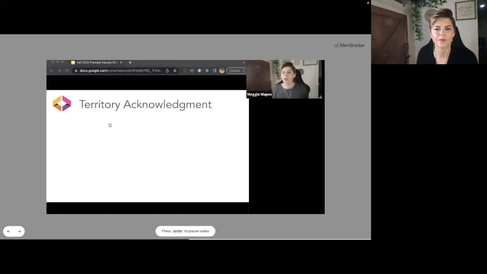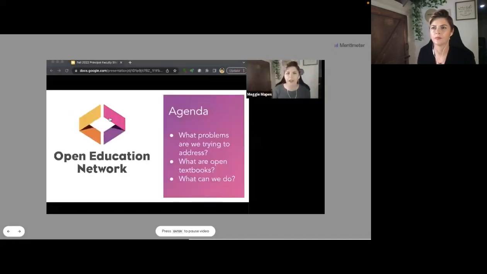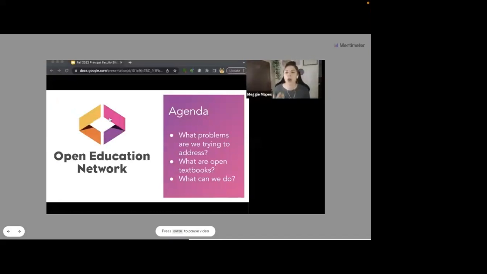Now that we've had a little bit of a top-level introduction, this is what we're going to be doing today with our training. And it's pretty straightforward. We're going to ask ourselves, what are some of the key problems that we're trying to address? What are open textbooks? And in particular, how might open textbooks just be one avenue, one additional tool that we can place in our toolkit as we attempt to address some of those major barriers or obstacles that unfortunately lead to exclusivity in education?